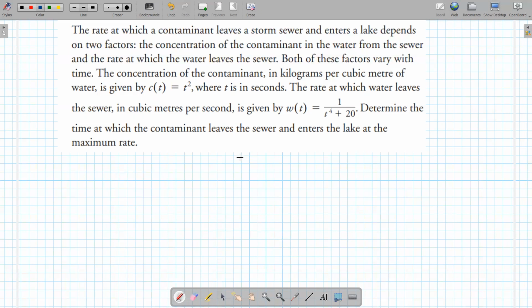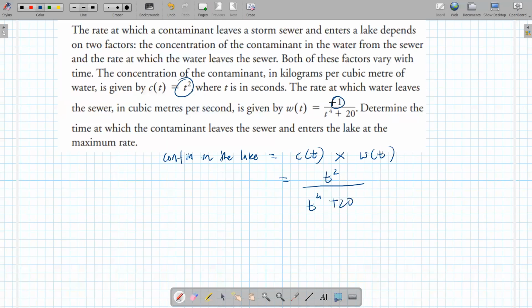For this, what you do is step 1, you're gonna find the total contaminants in the lake. You're gonna do this by first finding the total contaminants in the sewer times the rate at which the sewer exits into the lake, which is gonna be WT. So you get t squared over t to the power of 4 plus 20. When you multiply this with 1, you get t squared, and this has a denominator of 1, you just get t squared plus 20. So that is the total contaminants that's going into the lake.